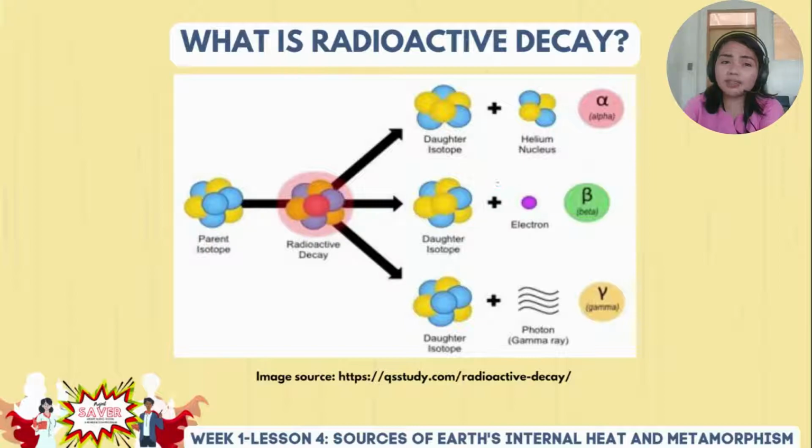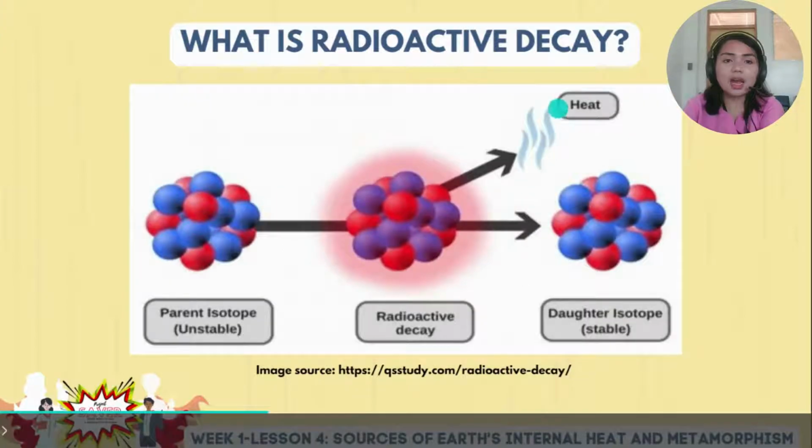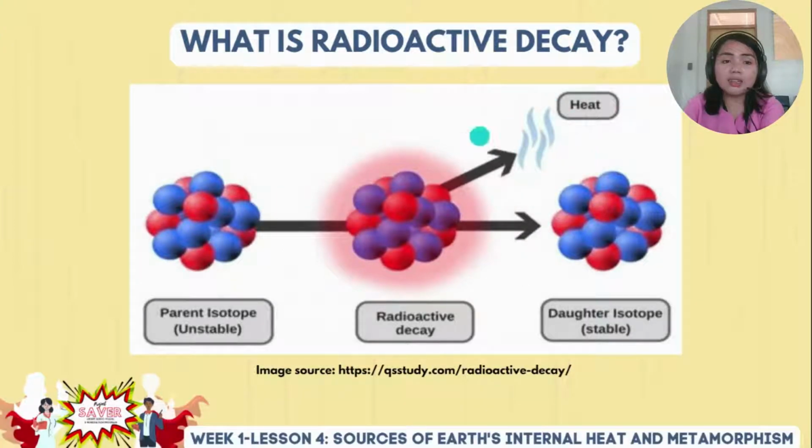Ano nga ba ang radioactive decay? Ang radioactive decay ay ang pagbabago ng isang unstable na parent element or isotope para siya ay maging stable. Sa kanyang pagbabago, maglalabas o magre-release ito ng particles at radiation. Kapag naglabas ito ng particles, ang parent isotope ay magiging daughter isotope.